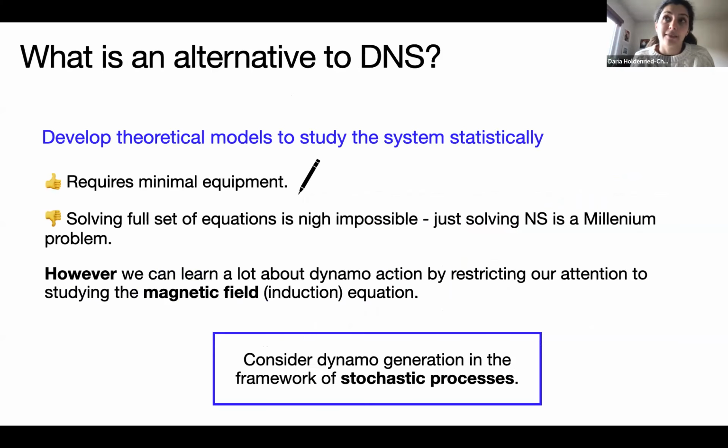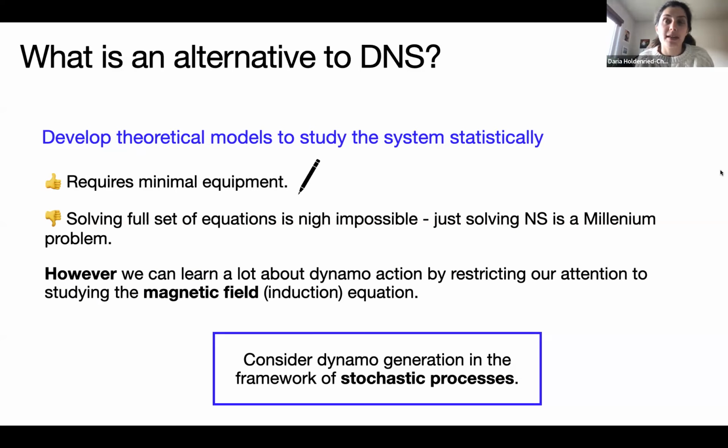So what's the alternative? What we've been trying to do is to develop theoretical models to study the system statistically, with the idea of being able to incorporate the paleomagnetic observations to get some qualitative estimates of properties of the outer core and the fluid flow. The advantage is, of course, that it requires minimal equipment. The disadvantage is that the system of equations is insoluble pretty much by hand.